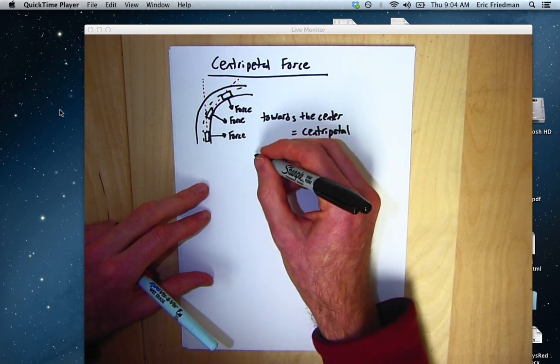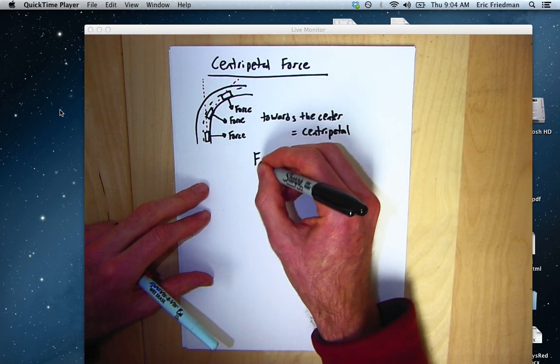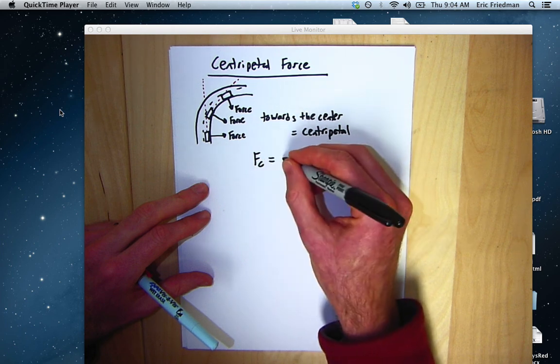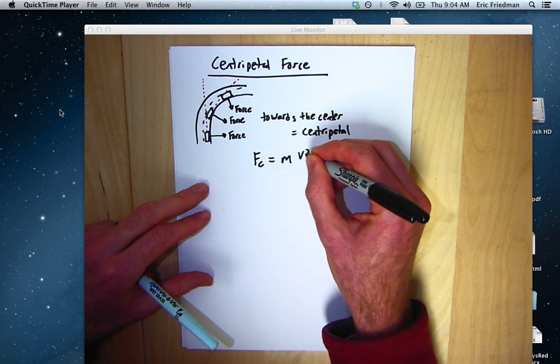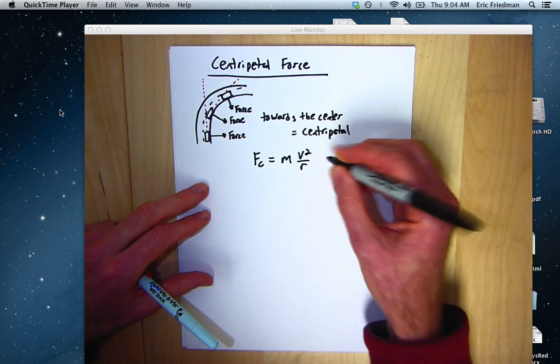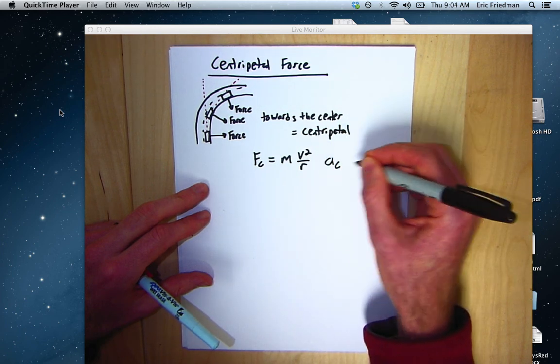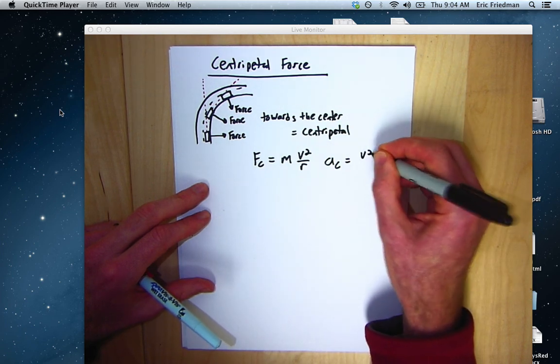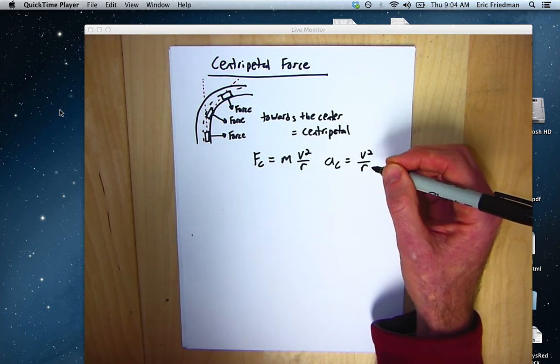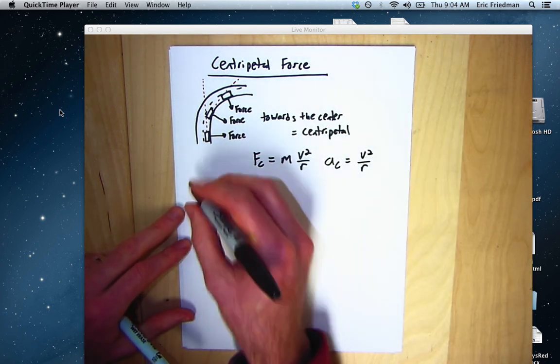So there's a formula for centripetal force. That's Fc. Centripetal force is mv squared over r. You can also just describe the centripetal acceleration as v squared over r. Right? Let's do a quick example. Let's put some numbers in.